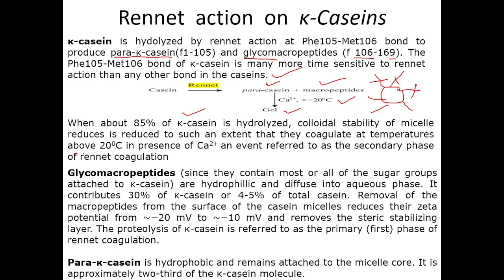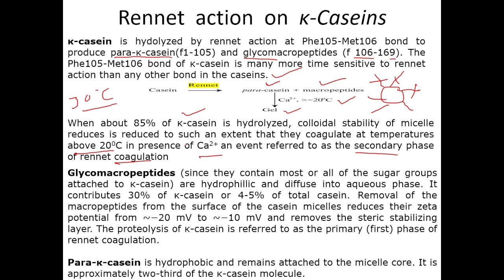So during cheese making we are using an optimum temperature of 30 degrees Celsius, in the presence of calcium ion, because the caseins which are sensitive to calcium also get exposed. In the presence of calcium this aggregation occurs, and this is known as the secondary phase of rennet action. So the primary phase is the action of rennet on kappa casein producing para kappa casein and glycomacropeptide, and the secondary phase is that in the presence of calcium at a temperature above 20 degrees Celsius the coagulation happens.